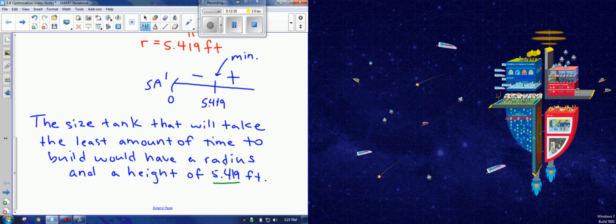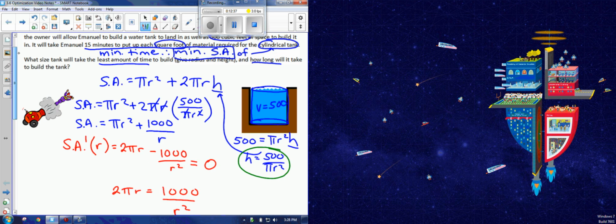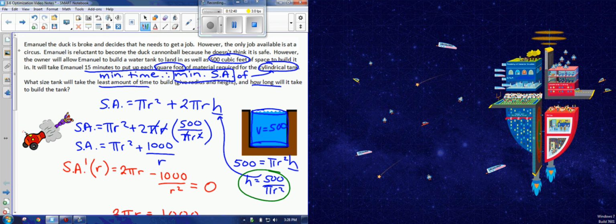Now, we still haven't answered the entire question, because the question also asked how long it will take to build the tank. We know that a manual takes 15 minutes to put up each square foot, so we need to know how many square feet are in this tank. So what I would use, instead of the first surface area formula in terms of R and H, is the surface area formula that was in terms of R only. Again, you can do the such that thing if you want to. So let's use our calculators and find the surface area.